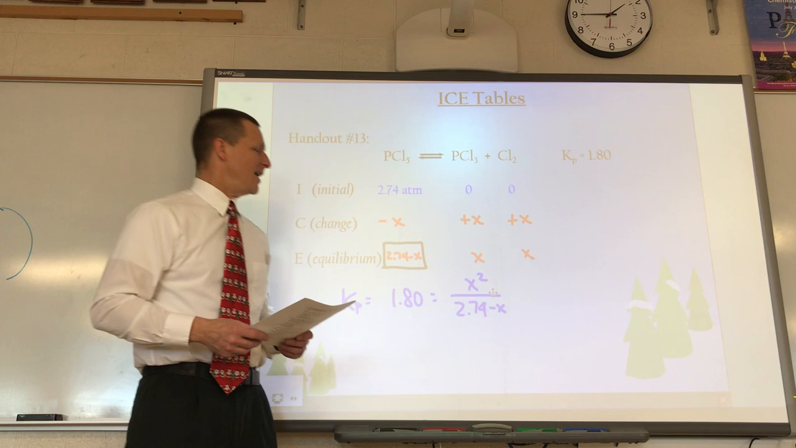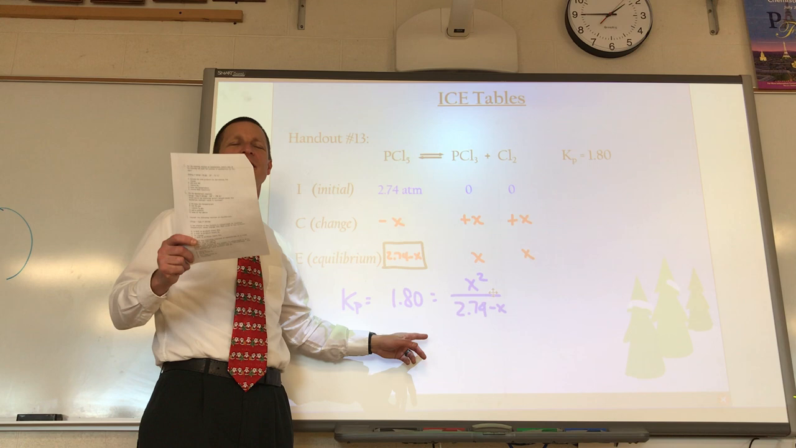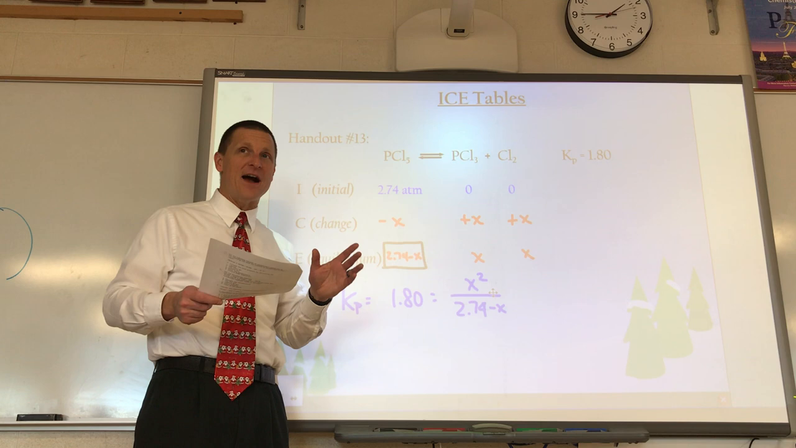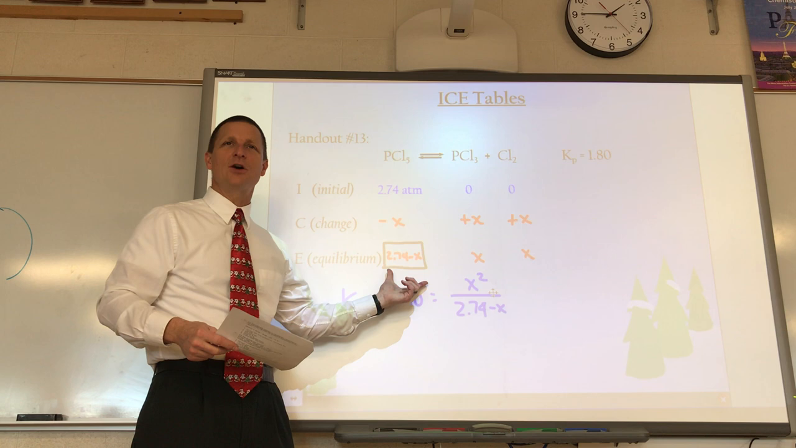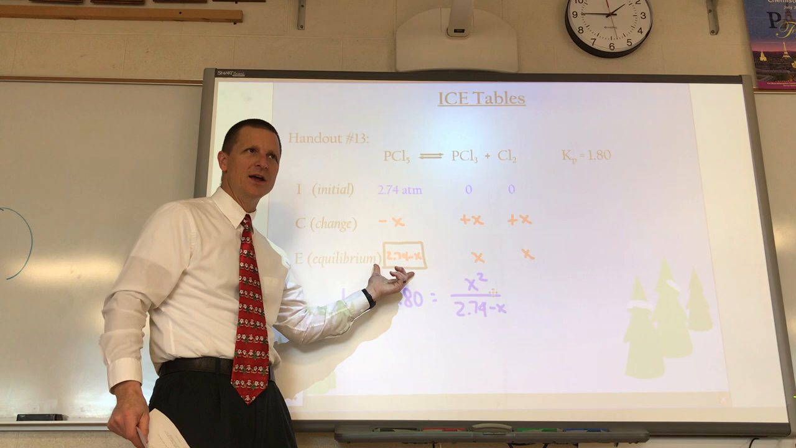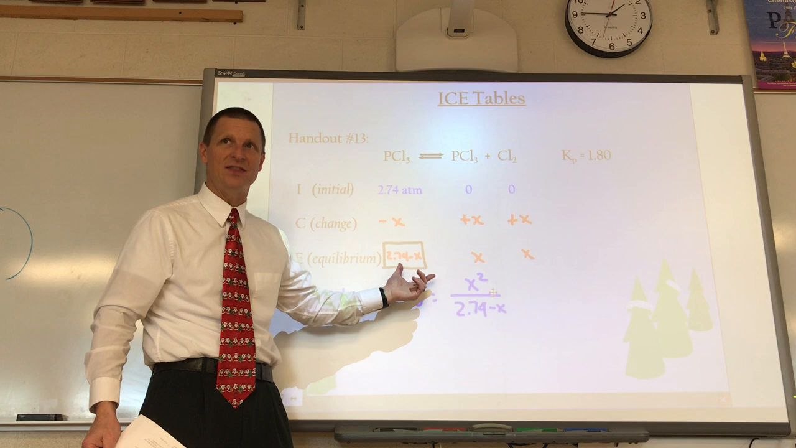When you get a value for x, I want to remind you, listen to this. When you get x out of doing the quadratic formula, x is not the final answer. The value of x is not one of the five choices. Look up here at the ICE table. I put a box around the solution we were trying to get. The question was, what was the pressure of PCl5 at equilibrium? The value of x that you find, you have to subtract from 2.74 to get the answer. So just watch out for that. Make sure you understand what the question is asking for.